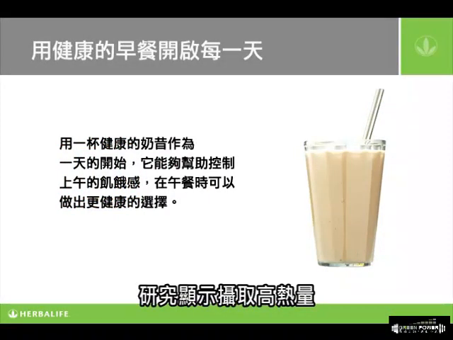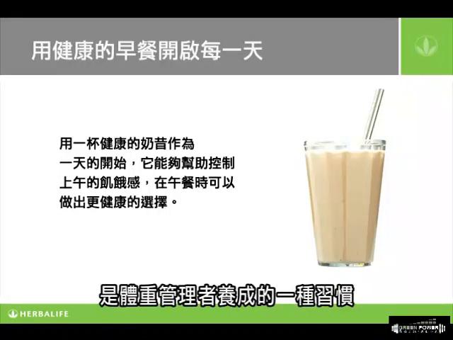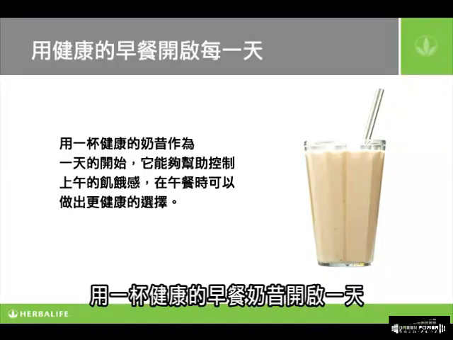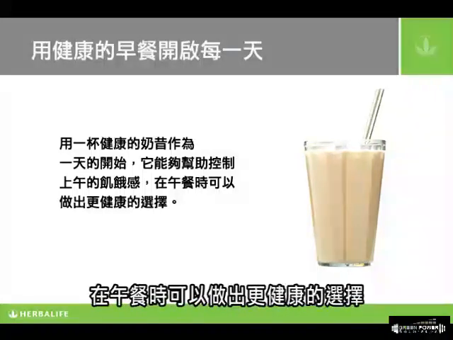Research has shown that eating a high-energy, low-fat breakfast is a habit of people who can control their weight. Starting your day with a healthy breakfast shake may help you control your hunger all morning so you can make healthier choices for lunch.